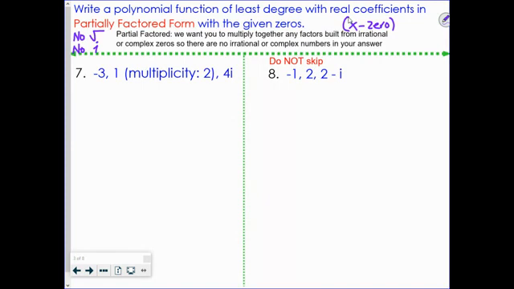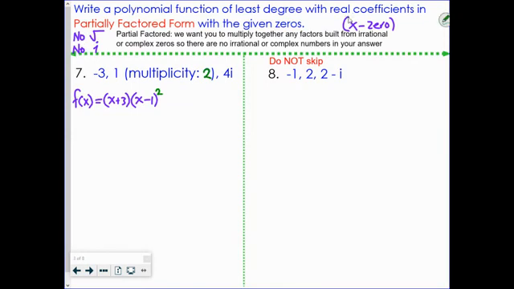So let's look at number 7. We want a polynomial, give it a name, we'll call it f of x, and it would be x minus negative 3, it's x plus 3. We've got a 0 of x equals 1, so our factor would be x minus 1. It has multiplicity of 2. What that multiplicity of 2 means is this one will be squared. Repeats twice. And then, we've got a complex one.